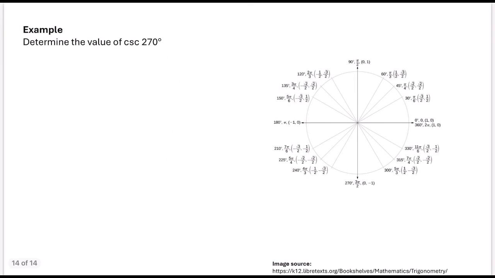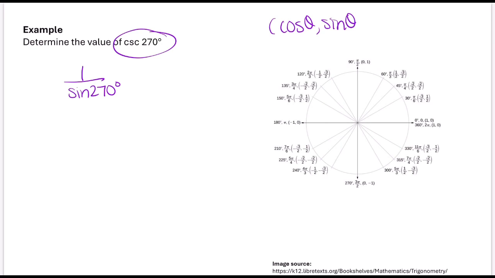In this problem, it wants us to find the value of the cosecant of 270. So cosecant, remember, once again, it's one of our reciprocal trig functions. So it's going to be 1 over sine of 270. So the sine of 270, remember, all of my values are cosine, comma, sine. So I'm going to look for the y-coordinate at 270, which you can see is negative 1. So this is going to be 1 over negative 1, which is equal to negative 1.